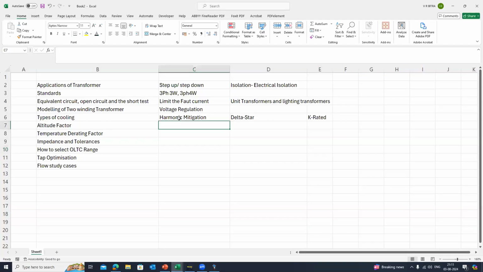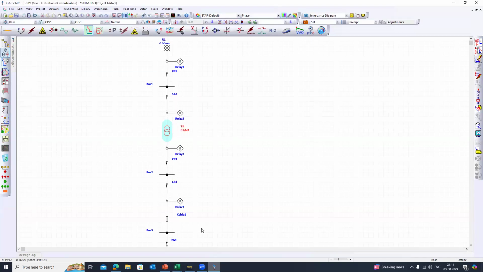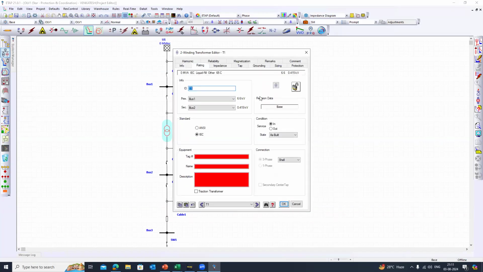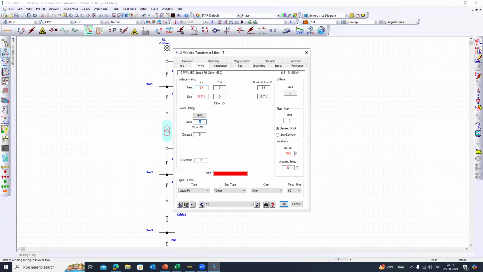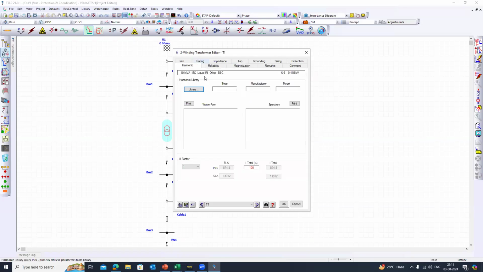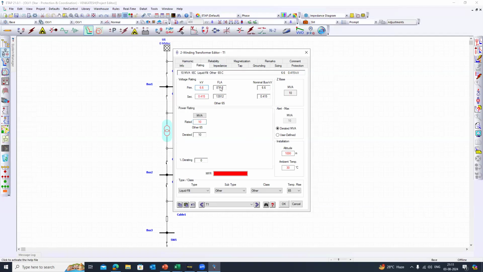Sir, what do the different values of the K indicate, sir? Yeah, that we will see. Let's suppose I give the rated transformer as 10 MVA, and when selecting this K factor here, just observe this. When the K factor is 1, the I total is 100%. What is your rated current of the transformer? That is 874.8, right.